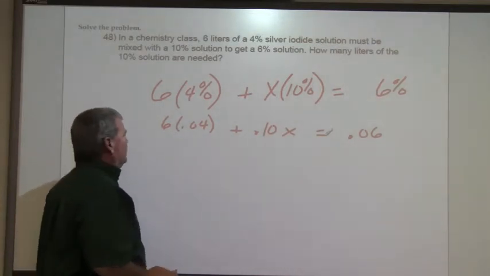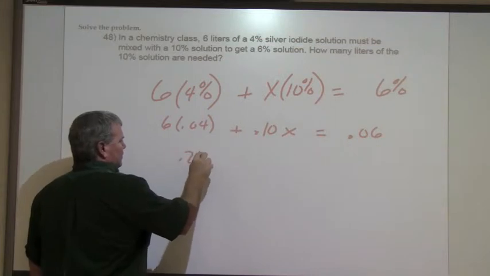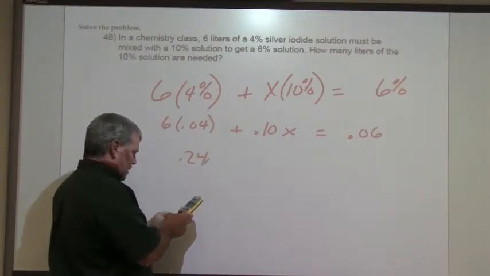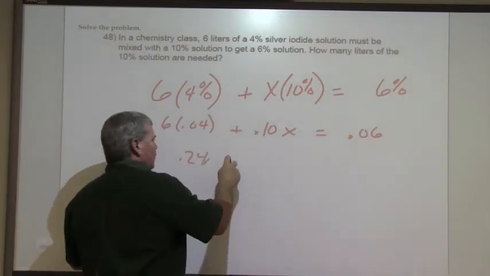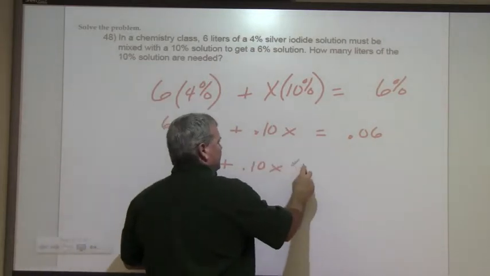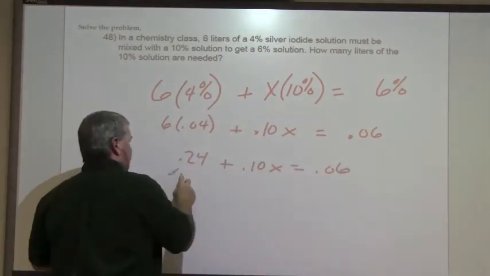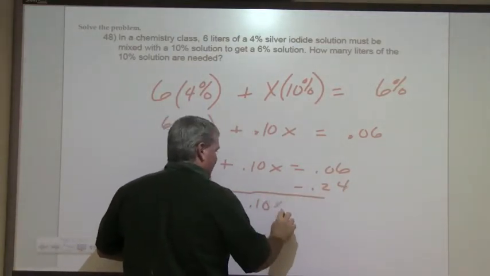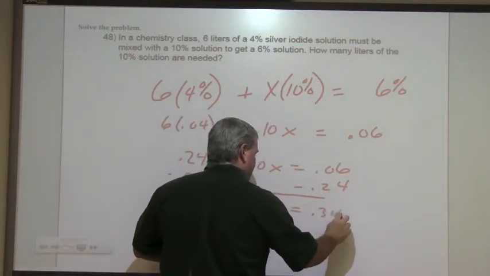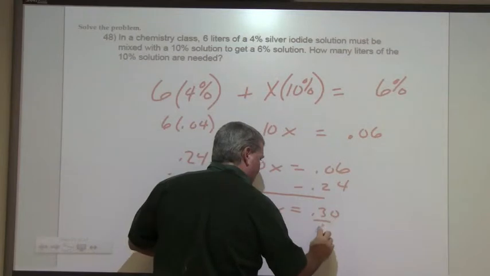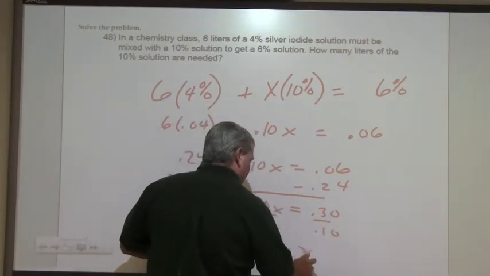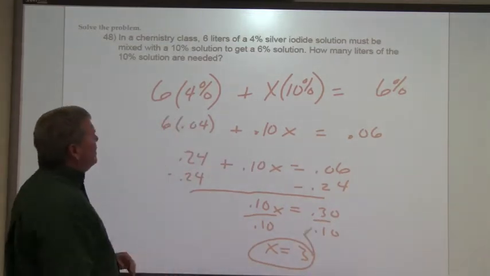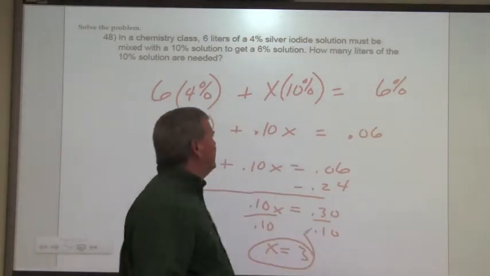So 6 times 0.04, that's going to be 0.24. Again, you can use your calculator. So I'll get mine out to double check myself. 0.24 plus 0.10x equals 0.06. Subtract 0.24 from both sides. That's going to give me 0.10x equal to 0.30. Divide by 0.10. You're going to get x equal to 3. So I need 3 liters of the 10% to make a 6% mixture.